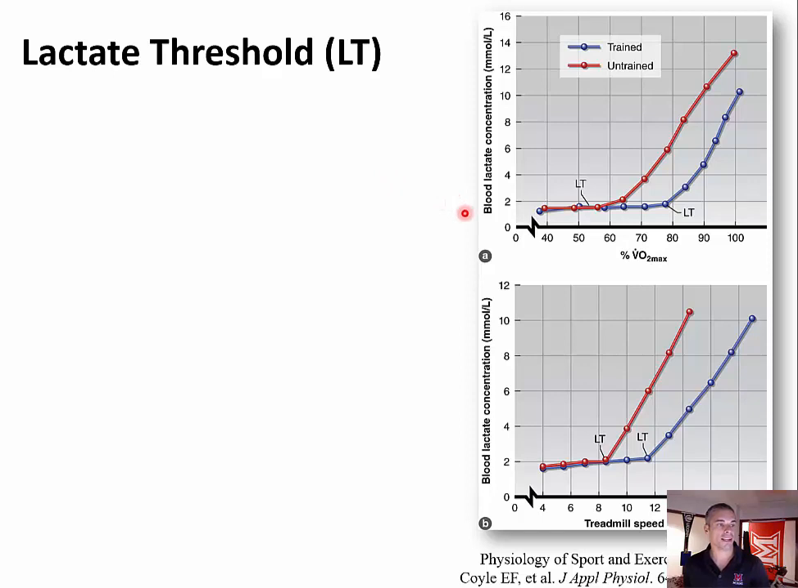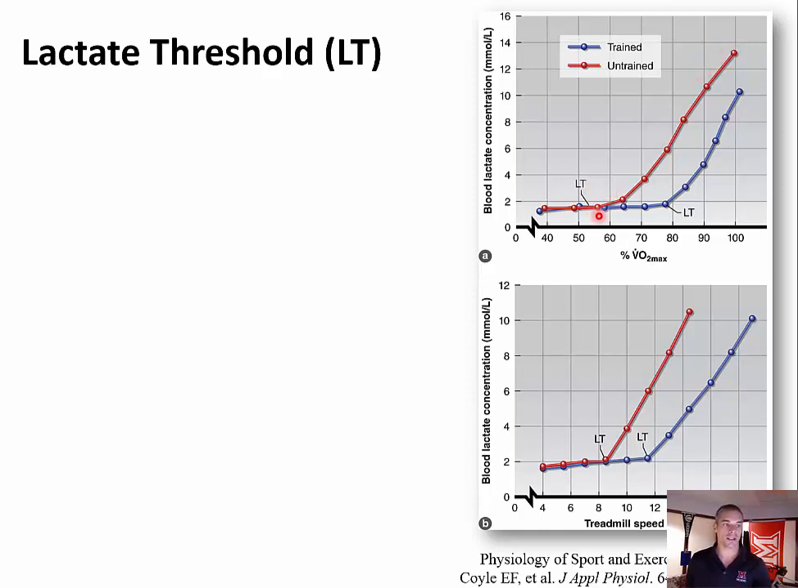Now if we look at a lactate response curve here, again we're expressing blood lactate concentration over exercise intensity, and that's typically expressed as a percent of VO2 max or down on the bottom as treadmill speed. But what we see is that at a certain intensity, blood lactate starts to accumulate in the blood. And that's where we see this exponential increase in blood lactate concentration with increasing exercise intensity.